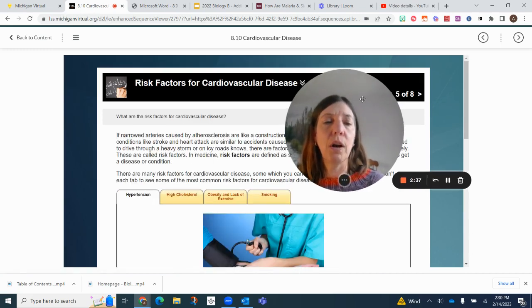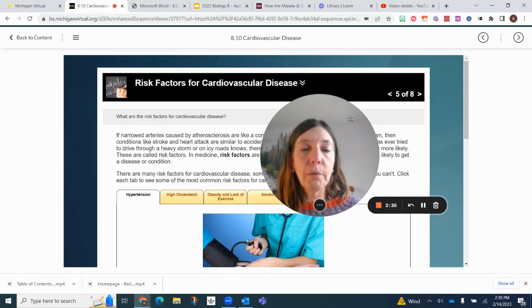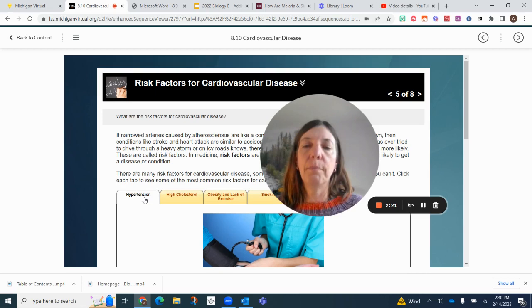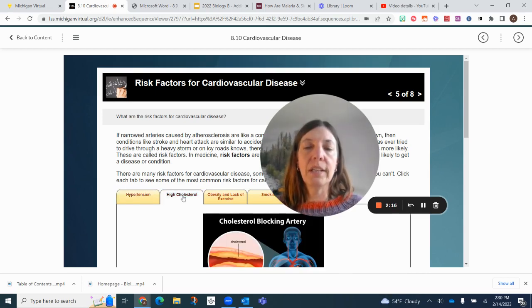But there's also a genetic component to cardiovascular disease. Like you could be more prone to getting heart disease, but a lot of these risk factors are things that you can control and that you have a choice over. So the first is hypertension, which is high blood pressure. The second is high cholesterol. So sometimes you are born with a certain level of cholesterol, but sometimes you can also reduce your cholesterol through diet.